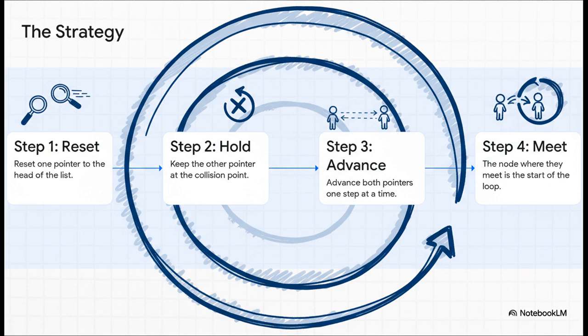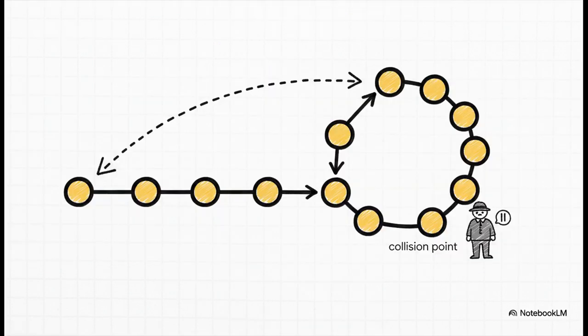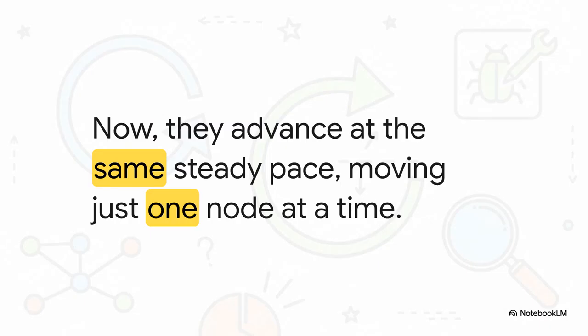Well, it turns out there's this really elegant, almost magical strategy for this. It's like a second phase for our investigation. We're going to do another chase, but this time, our detectives are going to be working together, in perfect sync. Okay, so here's what we do. First, we take one of our pointers, let's just use our slow one, the tortoise, and we send him all the way back to the start, right back to the very beginning of our data chain. Meanwhile, the other pointer just stays put, right there at the collision point. All right, you with me? One pointer's at the beginning, the other is at the crash site.